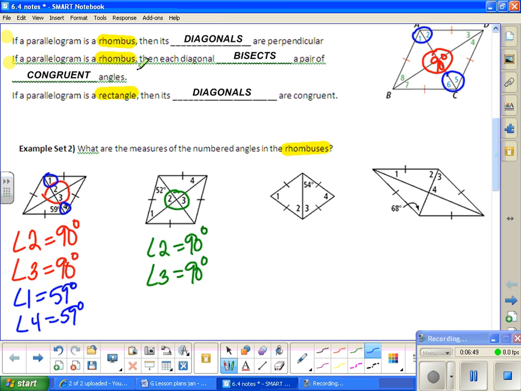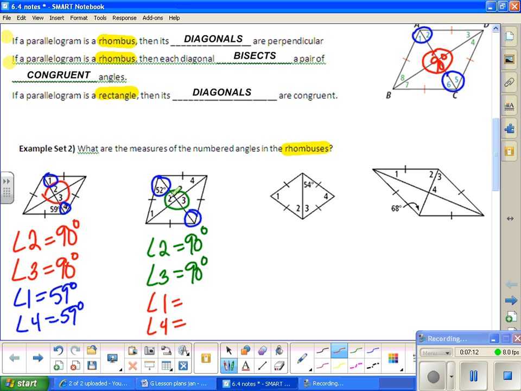The first theorem tells me that the diagonals are perpendicular, which is just used. And the second one says that each diagonal bisects a pair, so these angles are congruent. So all of these would be 52, but I want to know, what is angle 1 equal and angle 4 equal?